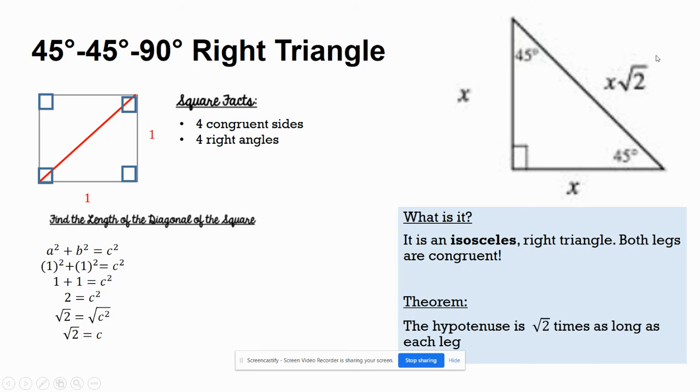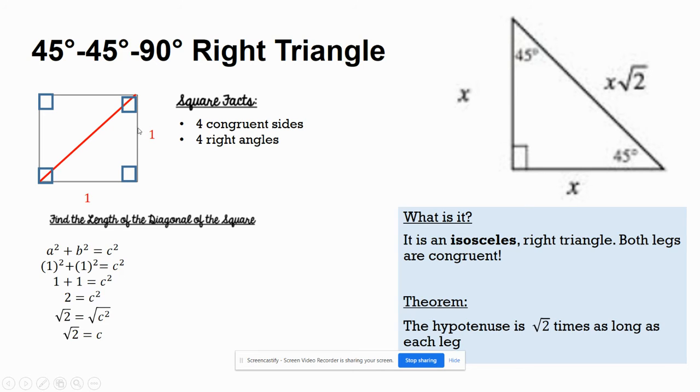So a 45, 45, 90-degree triangle, it's named after the three angle measures. So 45, 45, 90. How this whole triangle came to be is if you think about a square has four congruent sides, it has four right angles. If you were to draw the diagonal from one vertex to the opposite vertex, here's a right triangle right here where you can see my mouse is tracing over.